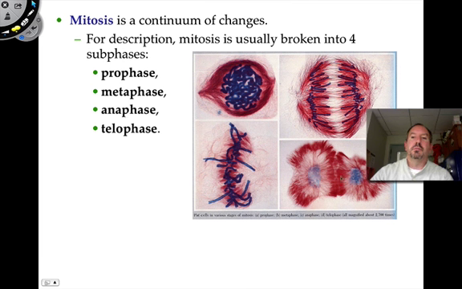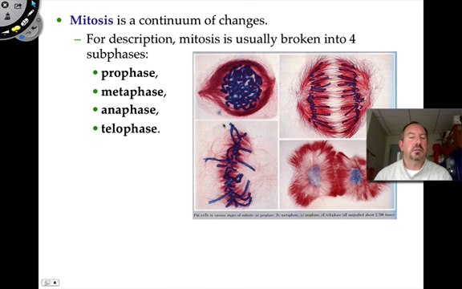Here's the cell. It's still one cell. The DNA has now arrived. A new nucleus is forming in both sides of the cytoplasm. The DNA is now decondensing, or unraveling off of those proteins, forming chromatin again. And so now the cell is ready for cytokinesis.